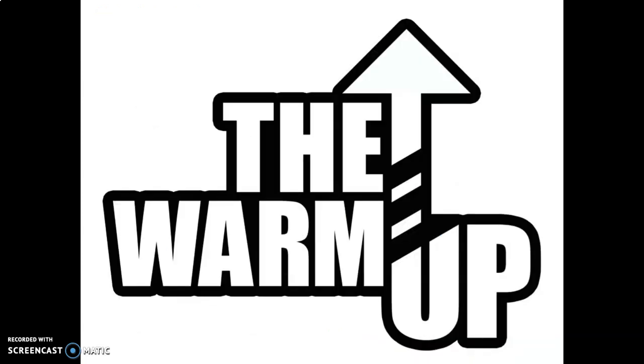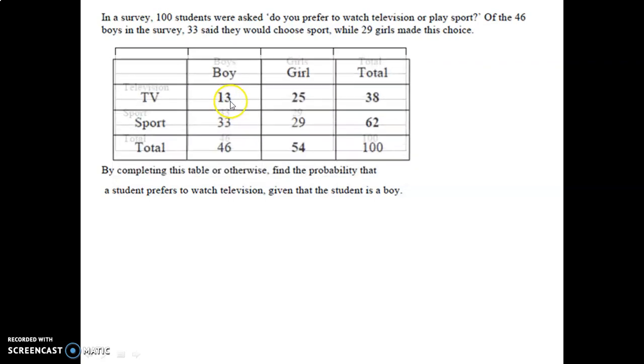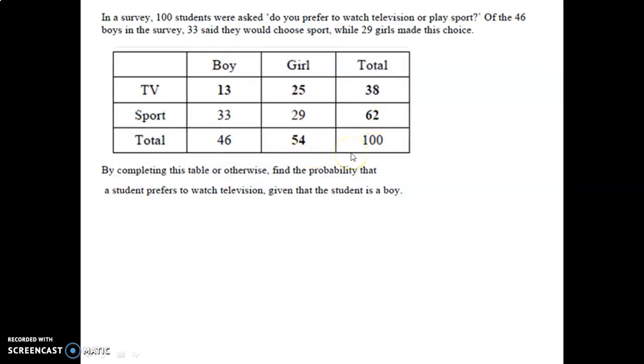Let's move on. So for our warm-up, we'll try this problem. First of all, please read there and fill in the missing blanks in this table. So here are the values that should have been in the blanks. Check your work, double check you have that. And now it says, by completing this table, find the probability a student prefers to watch television, given that the student is a boy.